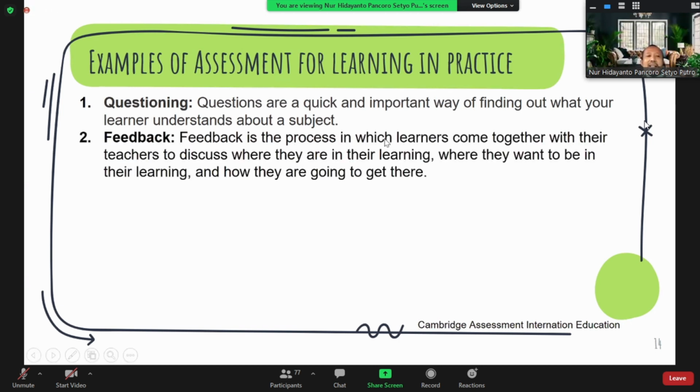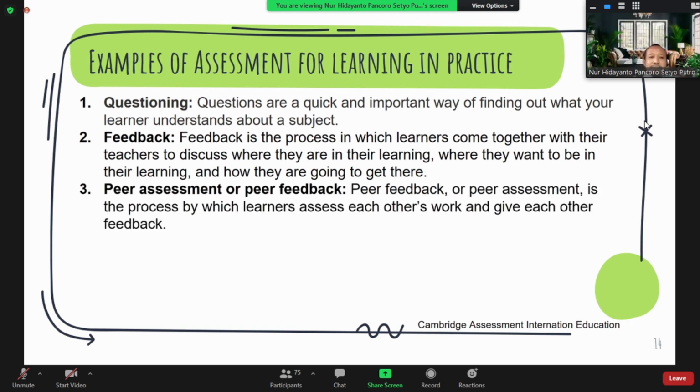Okay, the next one is feedback. Providing feedback to our students helps us to get a better performance of our students. Because by providing this kind of feedback, we are helping our students, we are showing them the way. Nanti gini dan gini ya.